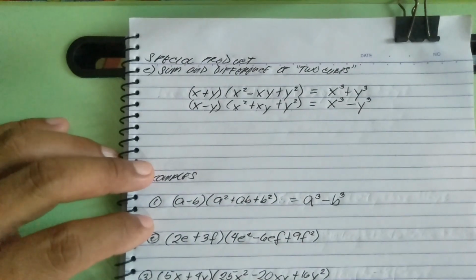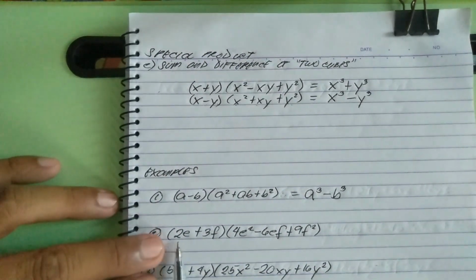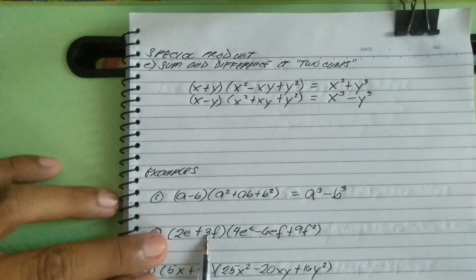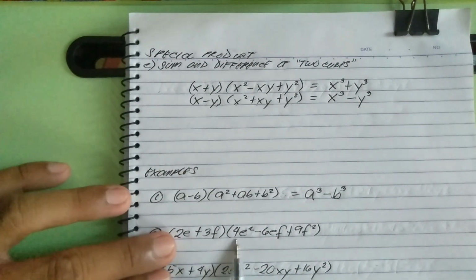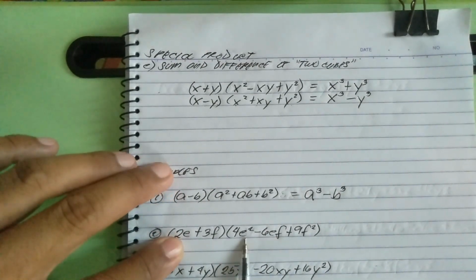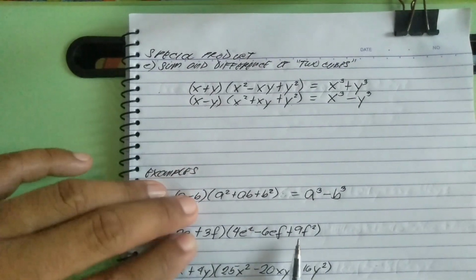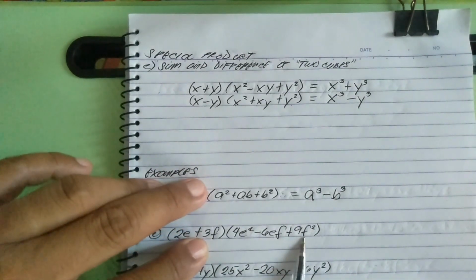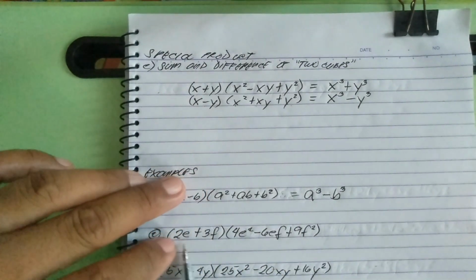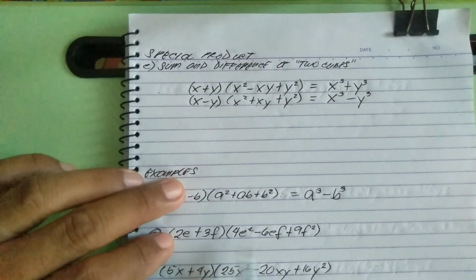Next, tignan din po natin yung pangalawa. Sa pangalawa, 2E plus 3F times, in-square ko ang first term. In-square ko ang last term. Tapos, pinag-multiply ko yung 2e tapos 3f.